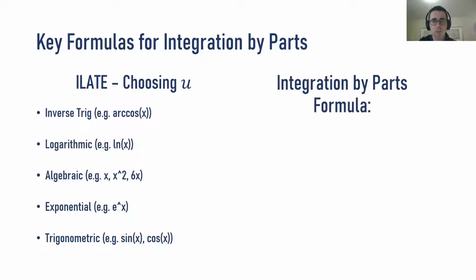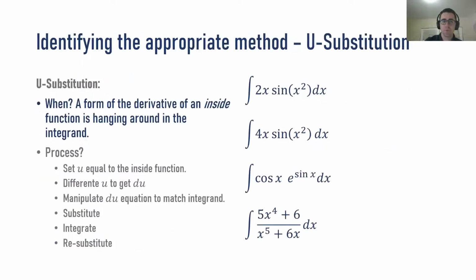Also for integration by parts, you need to know your integration by parts formula, which is integral of u dv equals uv minus integral v du. You don't need to know the derivation for this for the AP exam, but it's important that you know the formula headed in so you can get a question like this correct. With that, moving on, we're going to shift to identifying the appropriate method, focused on U substitution first.